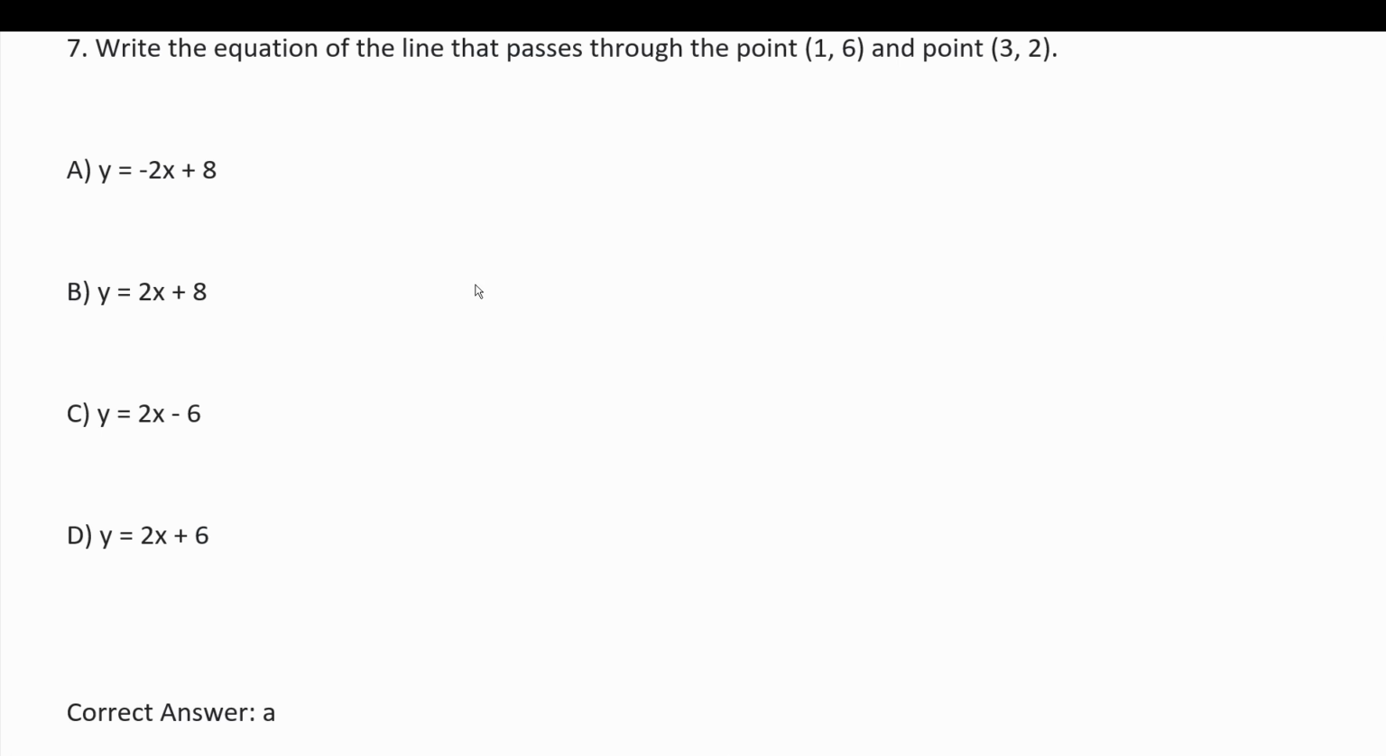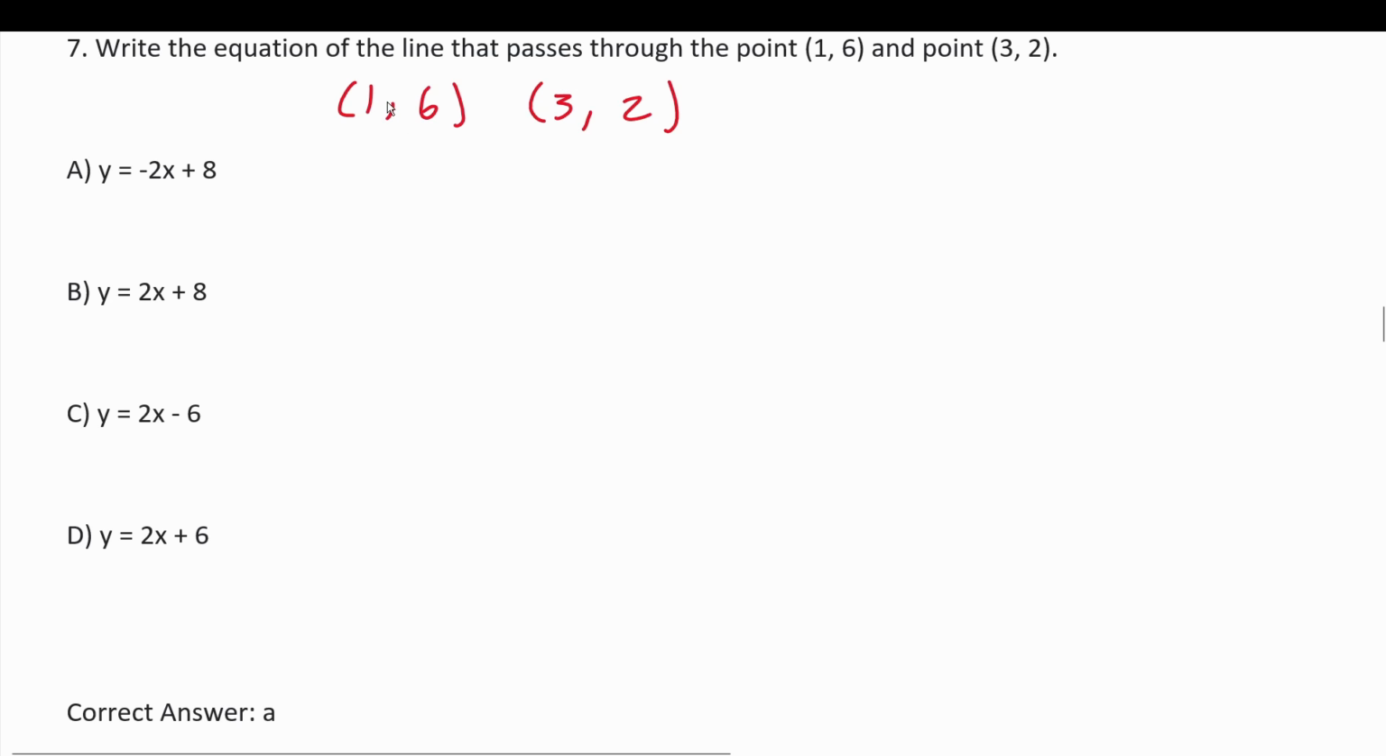All right, so for number 7, it says write the equation of the line that passes through the point 1,6 and point 3,2. So let's just copy down what's given before we get started. Again, we're given the points 1,6 and 3,2, and we're being asked to write an equation of a line that passes through these 2 points.